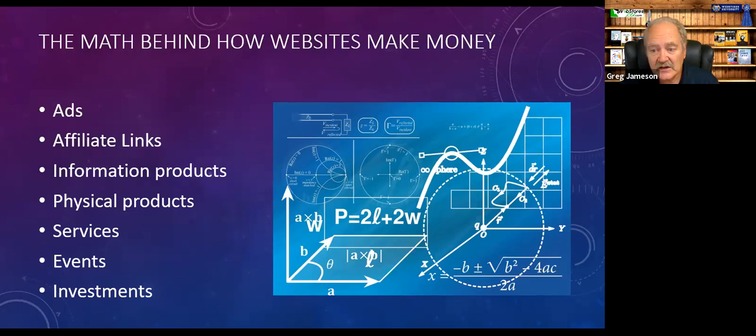Information products can include all kinds of things such as membership sites, online courses, ebooks, anything where you're selling information. Physical products, of course, is what most people think of when we think of monetizing your website and having a web store. This obviously includes sites like Amazon and eBay. It also includes drop shipping. So different ways of selling physical products.